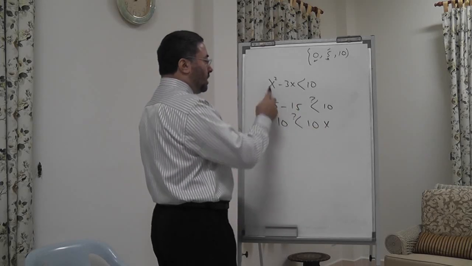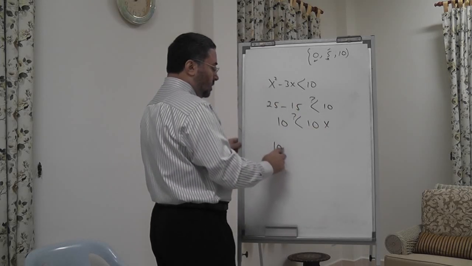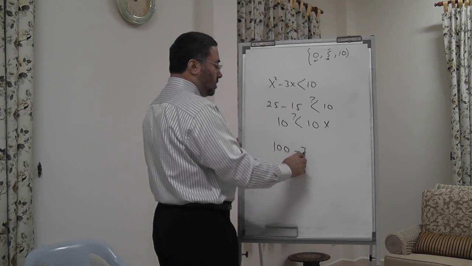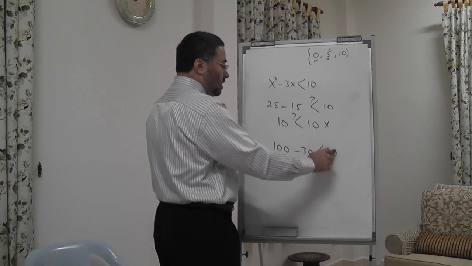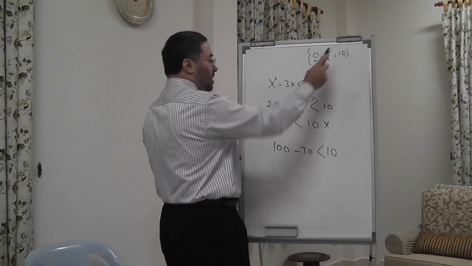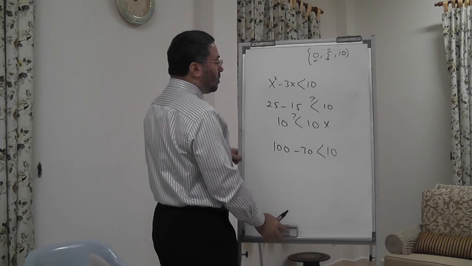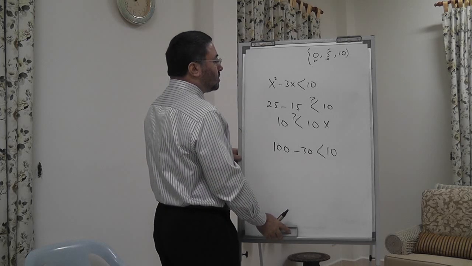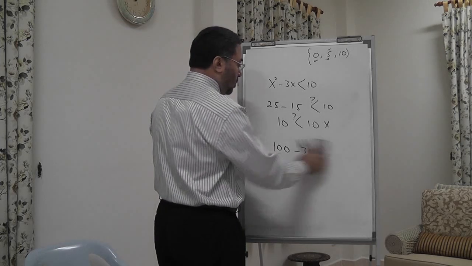And finally, we replace x with 10. X squared is 100 minus 30 less than 10, and that's also rejected. So the 5 and the 10 are rejected, and we only have 0 as an acceptable solution.